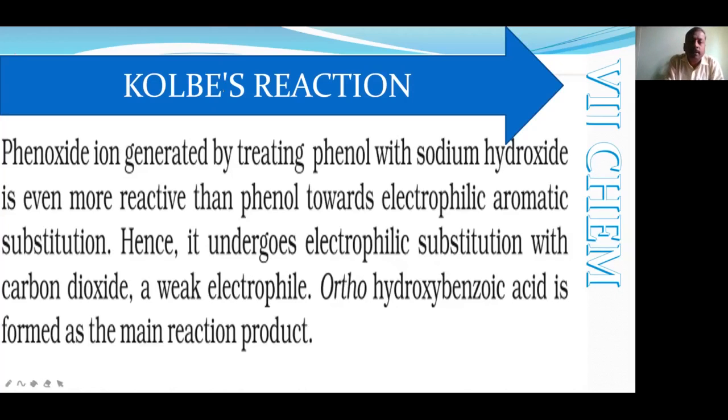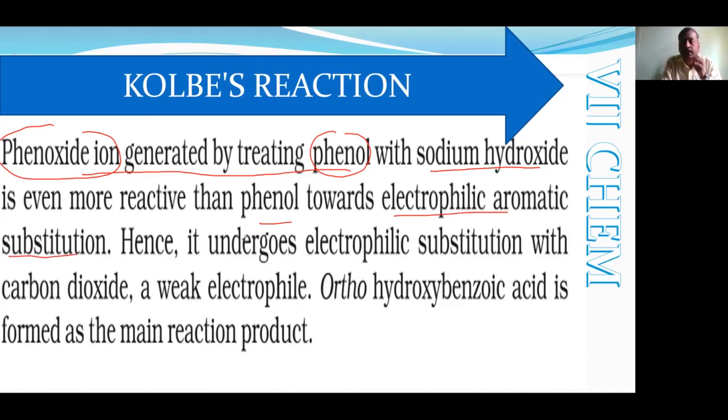The phenoxide ion is generated by treating phenol with sodium hydroxide. So in the first step we take phenol and react it with sodium hydroxide, and the product is the phenoxide ion. It is even more reactive than phenol towards electrophilic aromatic substitution. For EAS, phenoxide is better and more reactive than phenol.